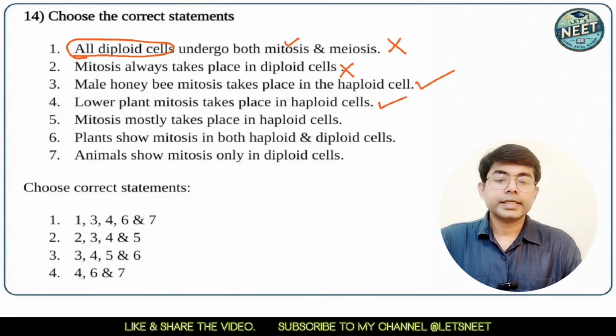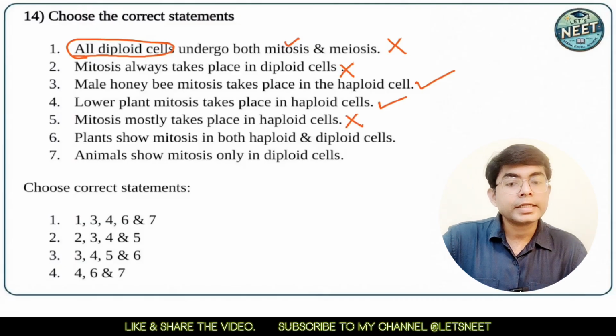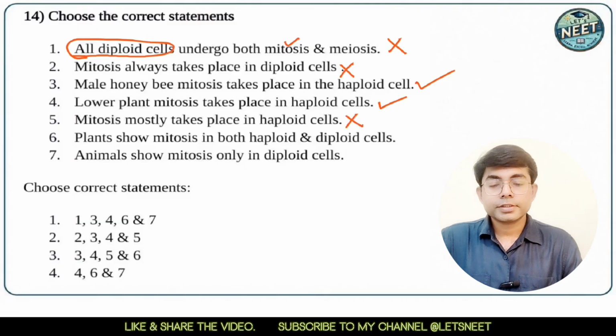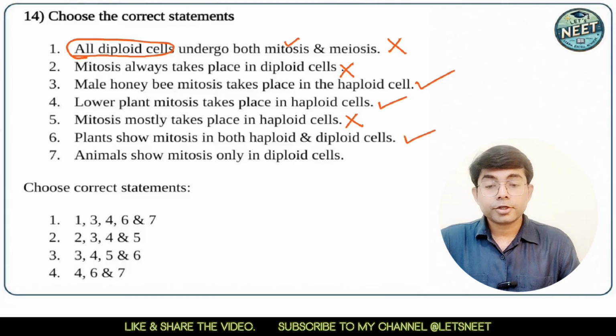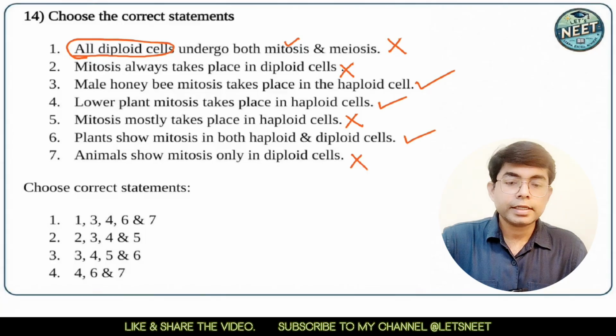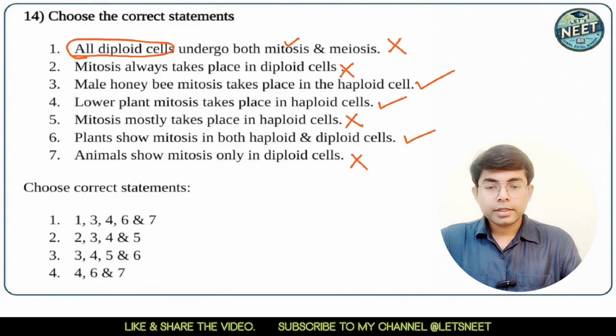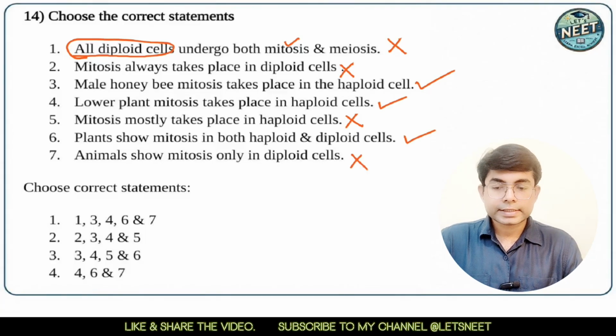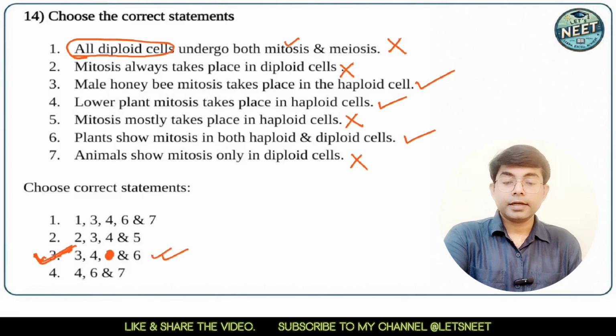Mitosis mostly takes place in haploid cells. Wrong. Mitosis mostly takes place in diploid cells. Plants show mitosis in both haploid and diploid cells. This is correct. Then, animals show mitosis only in diploid cells. This is also wrong. Animal cells may also show mitosis in haploid cells. So here 3, 4 and 6 are correct, so 6 will be the right answer. These 3 statements are correct.